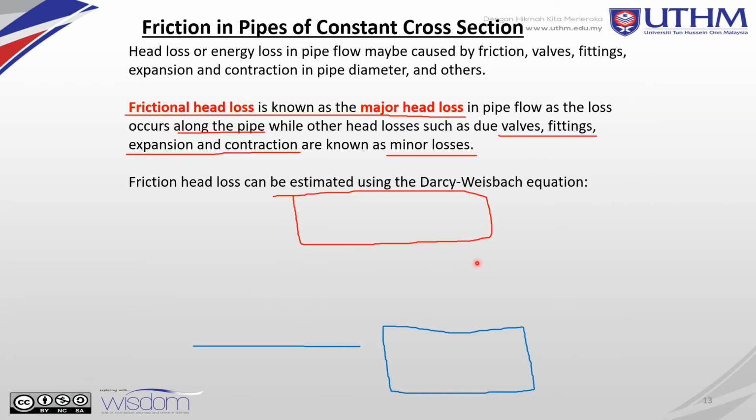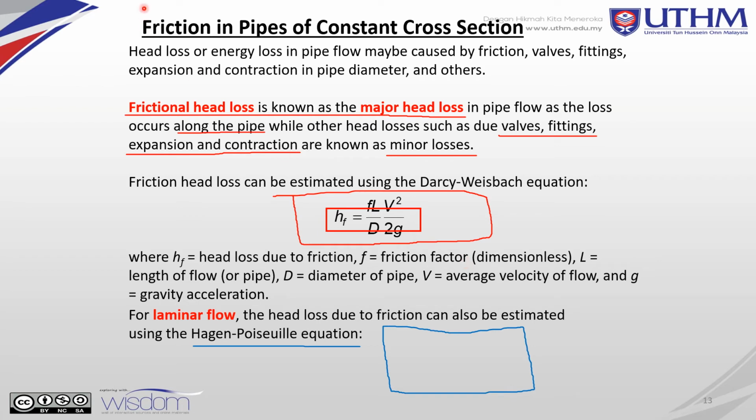Okay, so friction in pipes of constant cross section. Head loss or energy loss in pipe flow may be caused by friction, valves, fittings, expansion, and contraction in pipe diameters, and others. Frictional head loss, HF, is known as the major head loss in pipe flows, as the loss occurs along the pipe, while other head losses such as valve fittings, expansion, and contraction are known as minor losses.